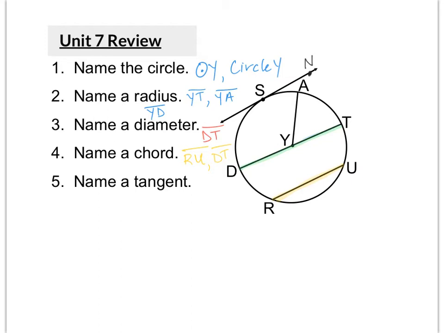And then finally tangent. Remember, a tangent is a line that touches the circle in exactly one spot. So you can take a look up here at the top, right up here. We have a tangent, and we could name that tangent line SN. Now tangents go on forever, they're lines, and so you want to put those double arrows on the end.